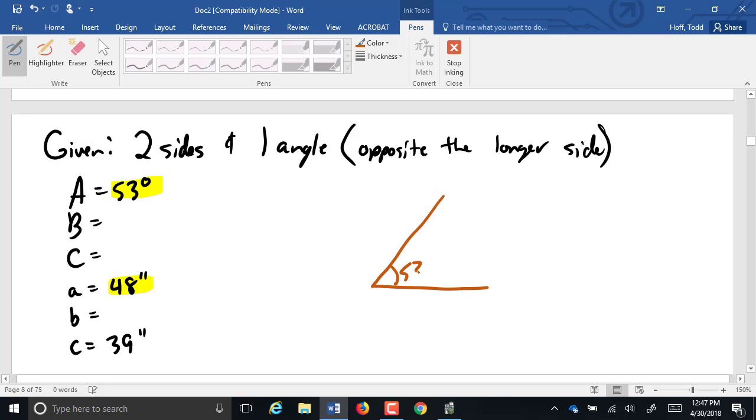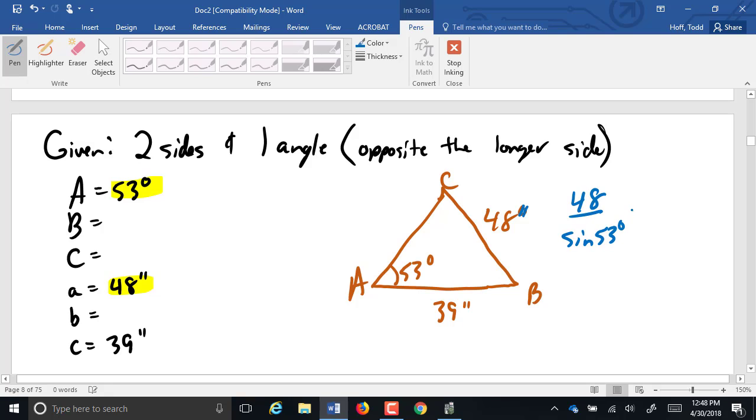If I tried to draw a triangle here, that's approximately 53 degrees. C here would be 39 inches. A would be 48 inches. There's only one triangle I can draw to that. Looks like that. So now if I go to solve here, I have my 48 inches over the sine of 53 degrees equals 39 over the sine of angle C.